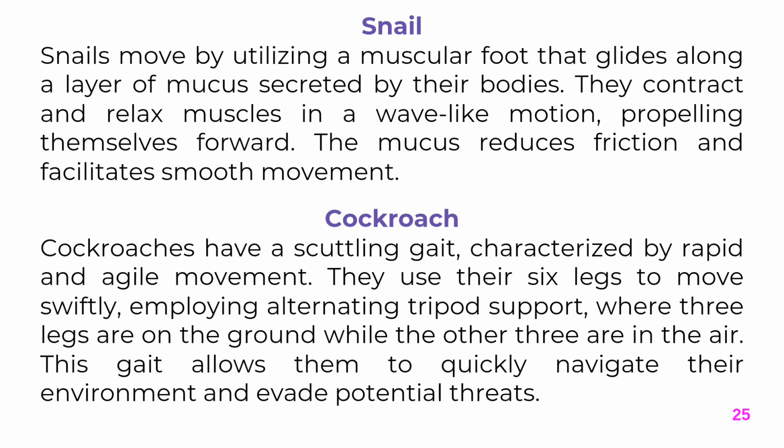Cockroach. Cockroaches have a scuttling gait, characterized by rapid and agile movement. They use their 6 legs to move swiftly, employing alternating tripod support, where 3 legs are on the ground while the other 3 are in the air. This gait allows them to quickly navigate their environment and evade potential threats.